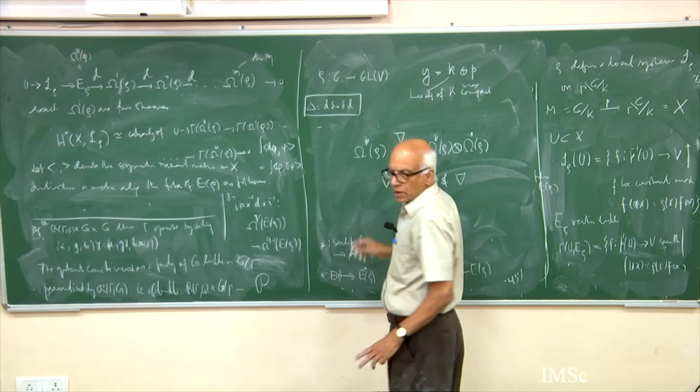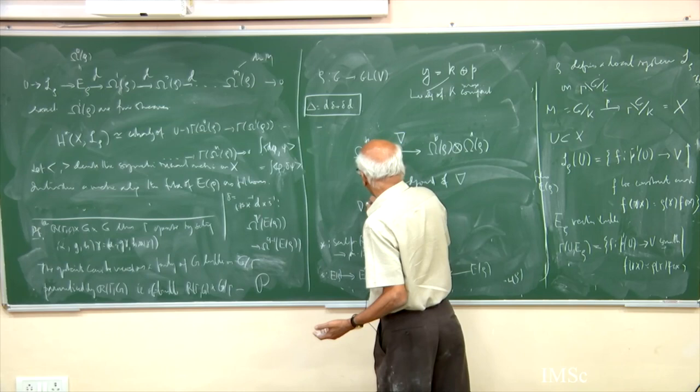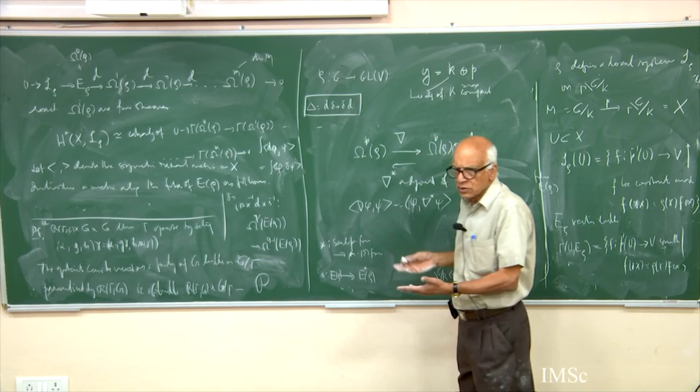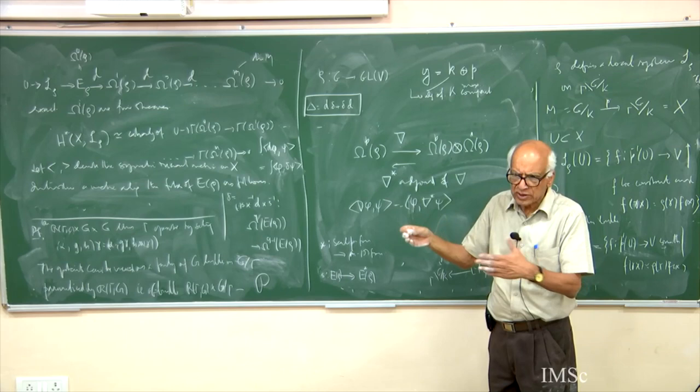Formally, you can introduce the adjoint term. You insist on the formula that nabla phi, psi is phi, nabla star psi, which goes in the other direction. Such an operator always exists in local coordinates. If you write the usual a alpha d alpha etc., you can get the adjoint operator.